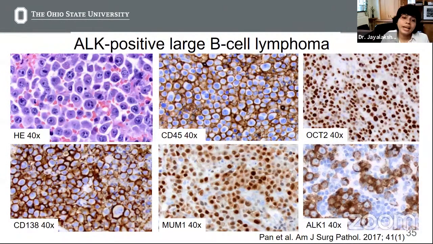A very good stain in this setting is OCT2. ALK-positive large B-cell lymphomas are generally OCT2 and BOB1 positive, even though other pan-B cell markers are negative in these. And obviously, ALK is expressed, that is there in the name itself, and most of the cases harbor the 2;17 translocation.